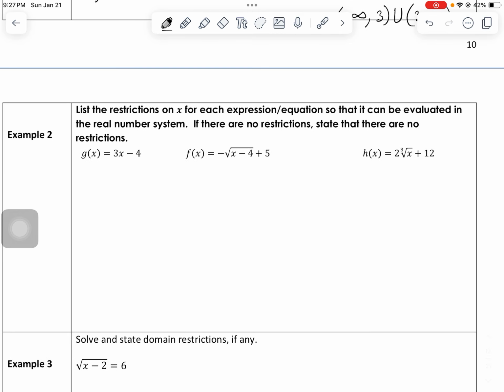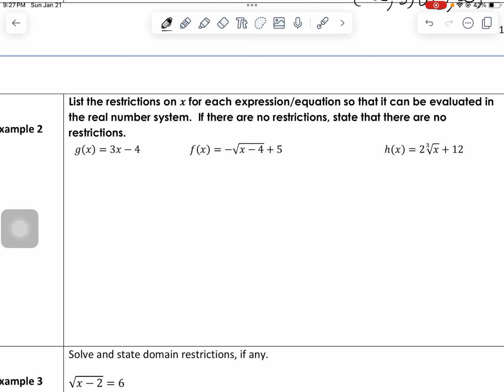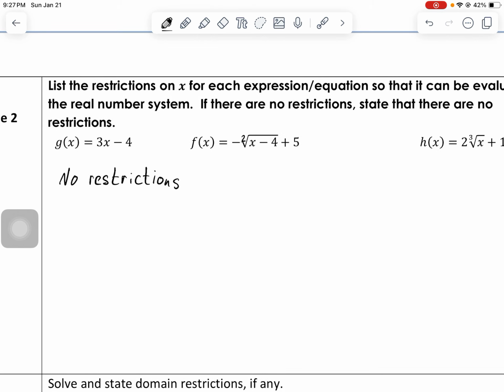Okay, now we're going to go to our next set here, list the restrictions on x for each expression. And then, again, we're trying to get answers that are in the real number system, so no imaginaries and no restricted answers, like what we saw with that fraction up above. So the first one, g of x equals 3x minus 4, this is a linear equation. There's no value that we can't plug in for x. Nothing is going to make this impossible. We can't get an imaginary solution out of this. So this is a good example of no restrictions.